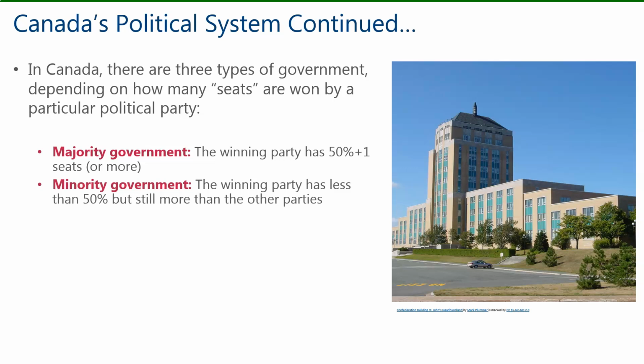A minority government forms when the winning party has less than 50% of the seats, but still more than the other parties. So there is a clear winner, so to speak.